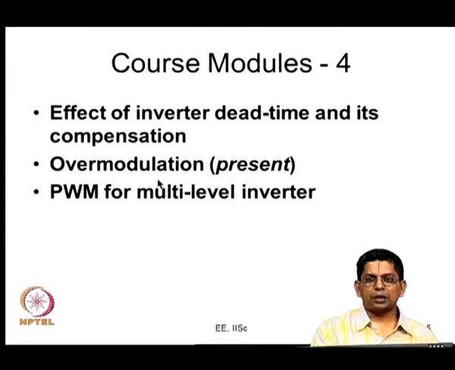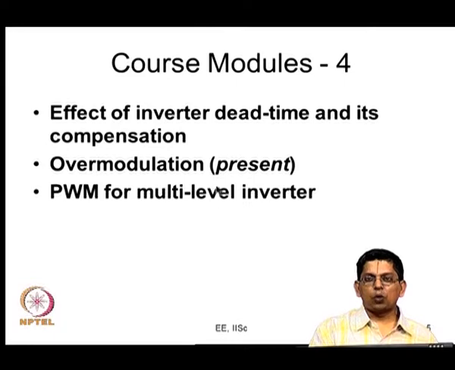With sine triangle PWM, the maximum fundamental you could get was 0.5 VDC, the peak phase fundamental voltage was VDC by 2. When we went for appropriate common mode injection, we could increase VDC by 2 to VDC by root 3, that is 0.577 times VDC. Now, by adopting overmodulation, you can take your inverter all the way to square wave mode, which gives you 2 upon pi times VDC, or 0.644 times VDC. That is what we are trying to do.